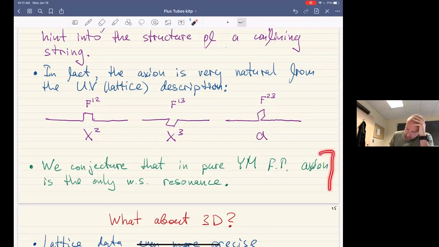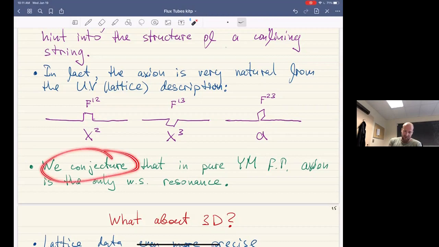And then we have this conjecture that in the pure Yang-Mills flux tube theory, the axion is the only worldsheet resonance, the only zero in the S matrix, if you like, of the worldsheet theory, that is enough to unitarize and complete it. But this is a conjecture based on some intuition we have and supported by data to some extent, but by no means proven.